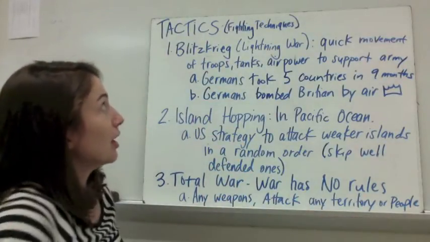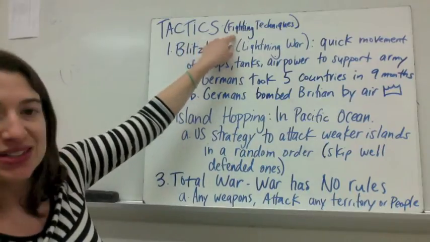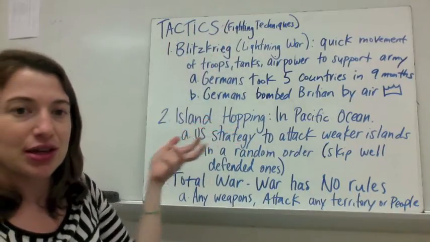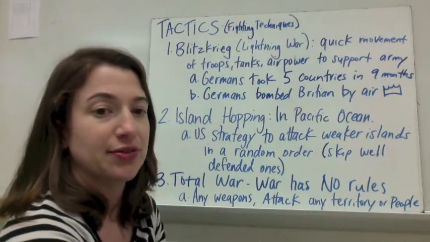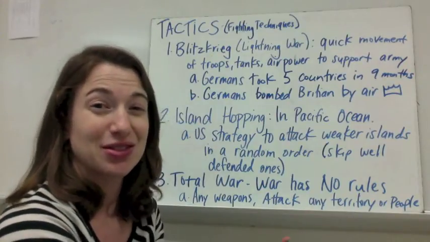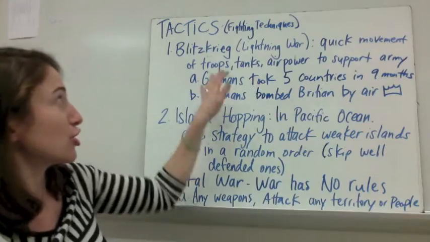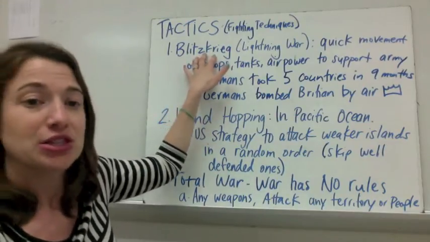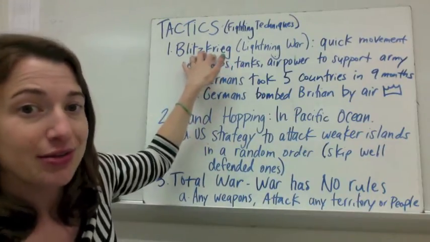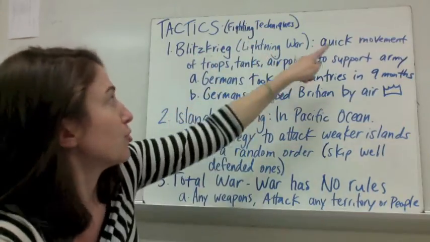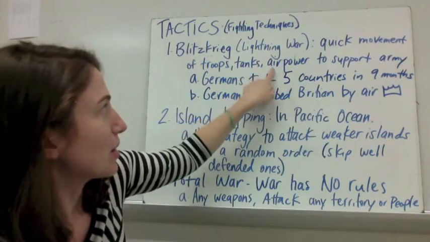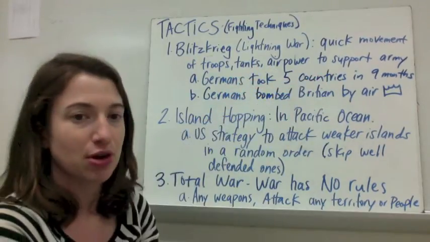Okay. Our tactics, or the fighting techniques. What did different countries use to effectively win the war? They had a lot of weapons, but they had to have good strategies to use. So the Germans are famous for their blitzkrieg, okay? And that translates as a lightning war. So it was a quick movement of troops, tanks, and air power to essentially support their army.